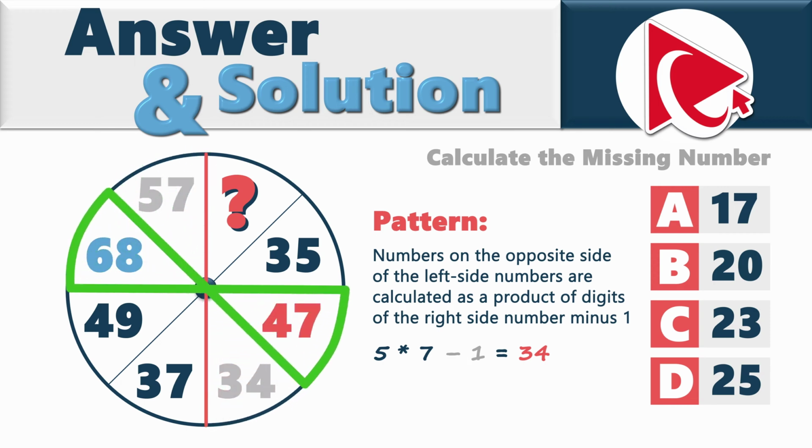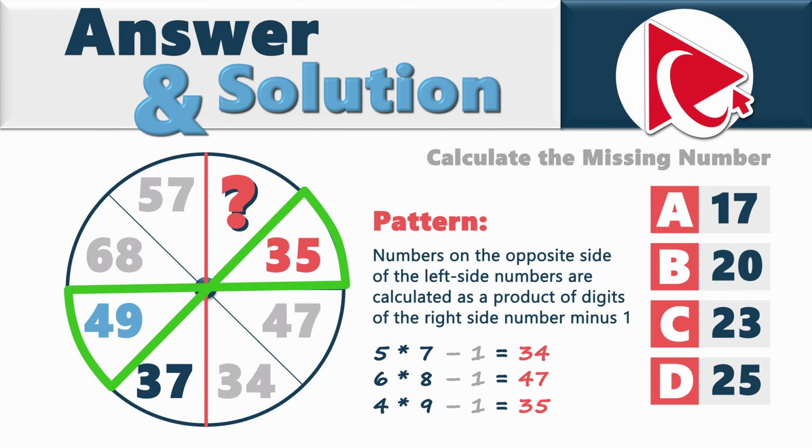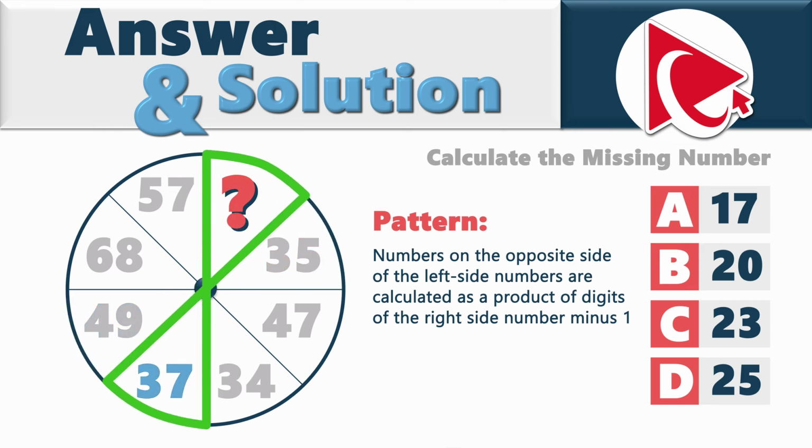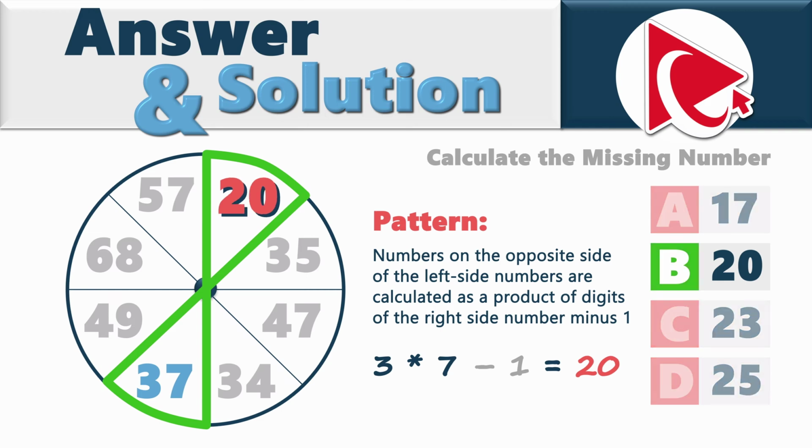Let's apply the same principles to calculate the other numbers. 6 multiplied by 8 minus 1 equals 47. 4 multiplied by 9 minus 1 equals 36 minus 1, which equals 35. Now we can find the missing number. 3 multiplied by 7 minus 1 equals 20. So the correct answer here is choice B, 20.